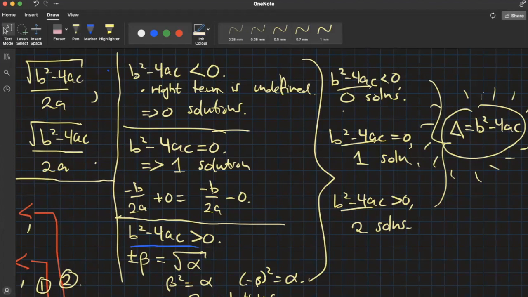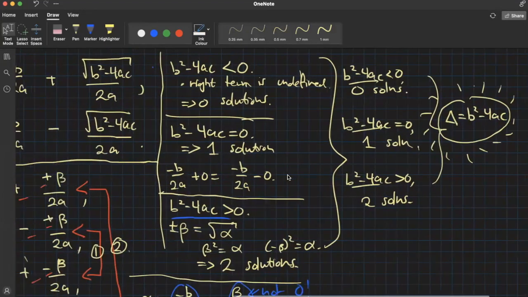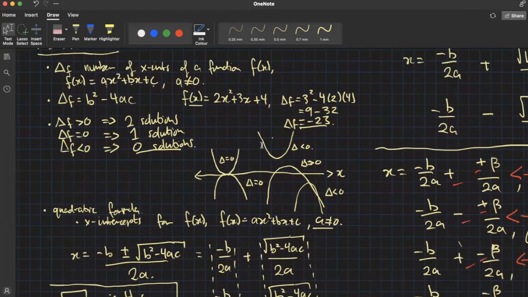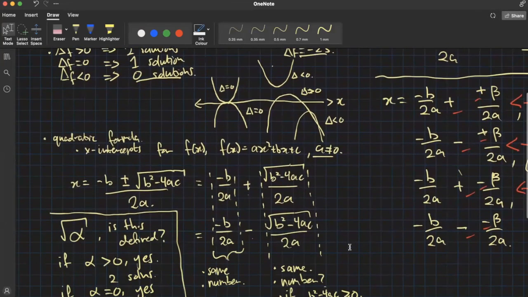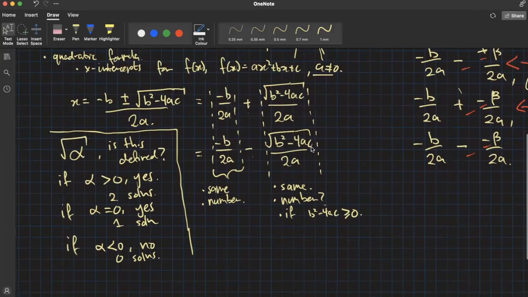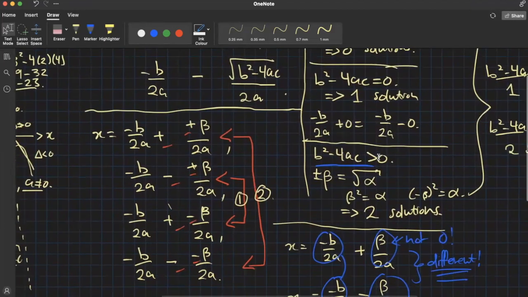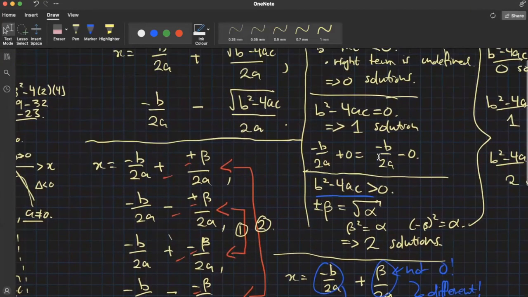So hopefully you understand in this video how we can use the discriminant to tell us about the number of x-intercepts that a parabola has. And we've also learned how we can derive the discriminant for ourselves, right? Because it's better to understand how things work rather than just knowing that they do work.